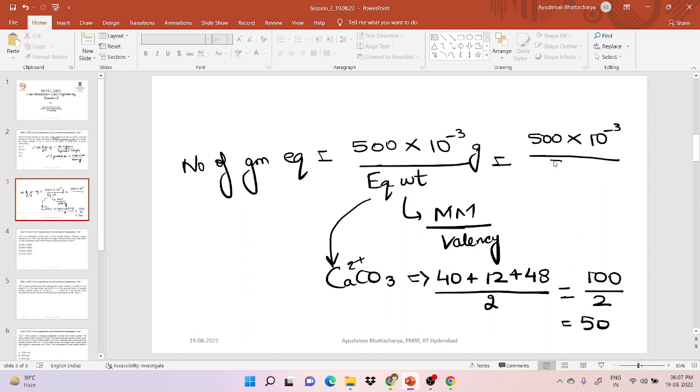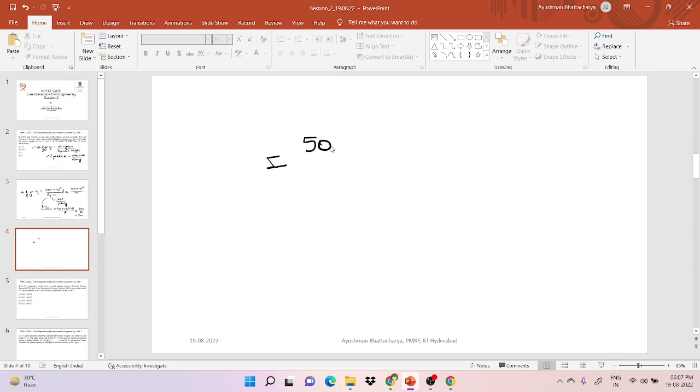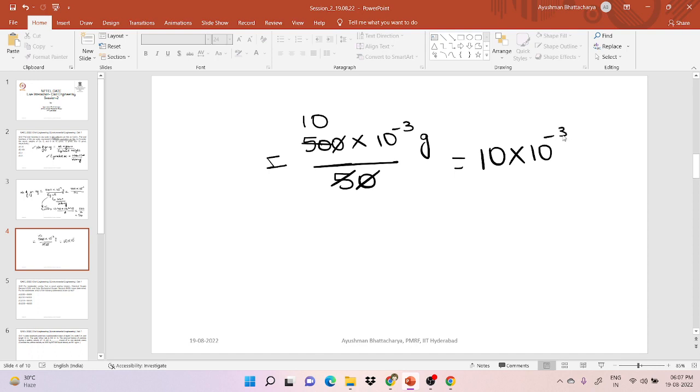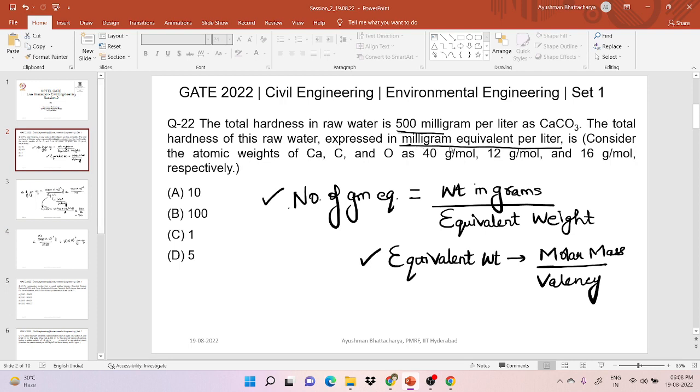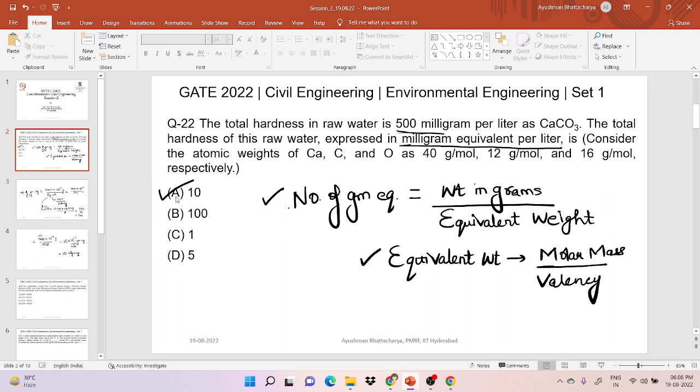So the gram equivalent is equal to 500 into 10 raised to minus 3 gram divided by 50, which is 10 into 10 raised to minus 3 gram equivalent. Now the question is asked in terms of milligram equivalent, and we have the answer in gram equivalent. To convert, this is milli, so we can write it as 10 milligram equivalent. So the answer is 10 milligram equivalent, and option A is the right answer.